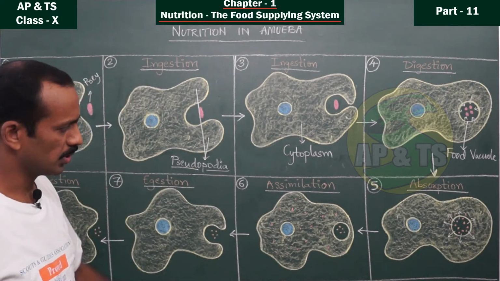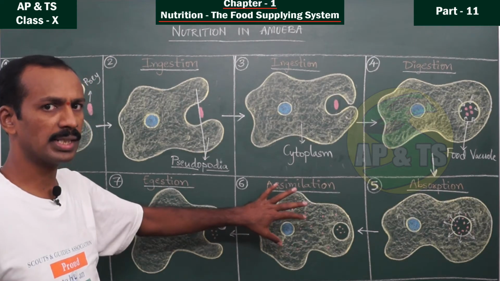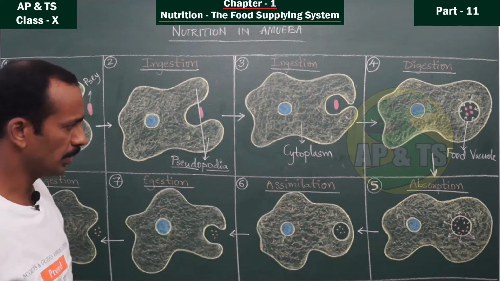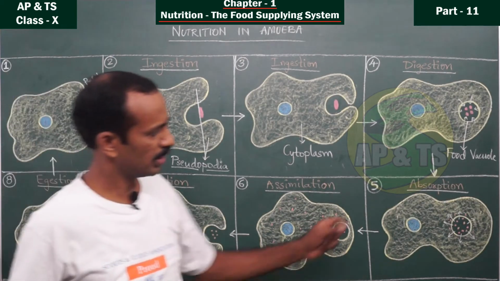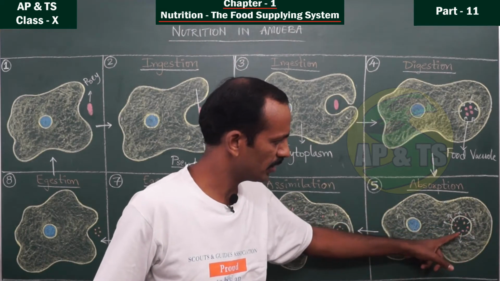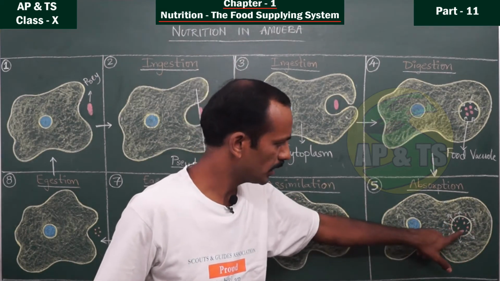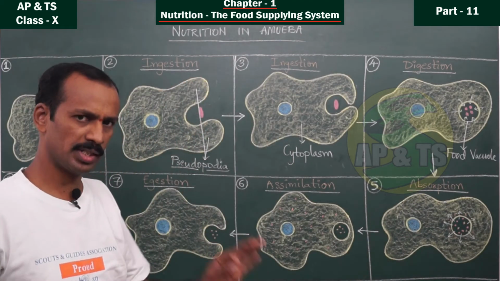Okay children, so assimilation means utilization of the digested food, right? Then egestion. You can see here children, during the digestion process everything is not digested. All these pink colored ones are digested particles and these orange colored ones are undigested particles or undigested material.